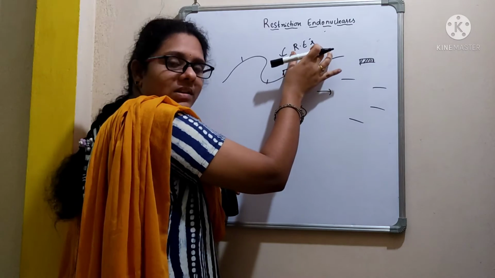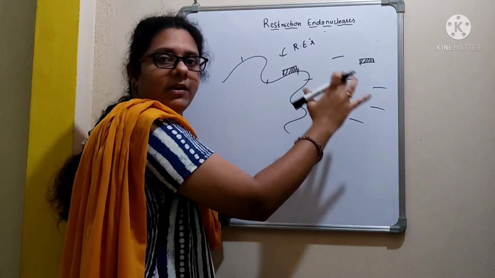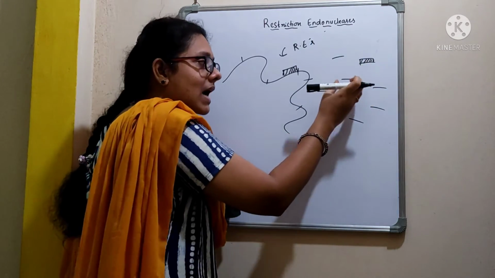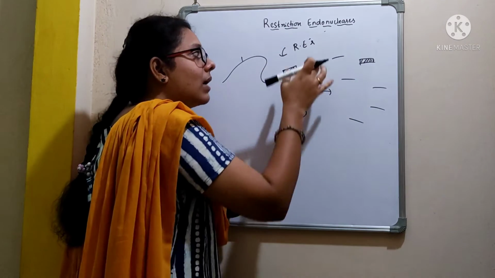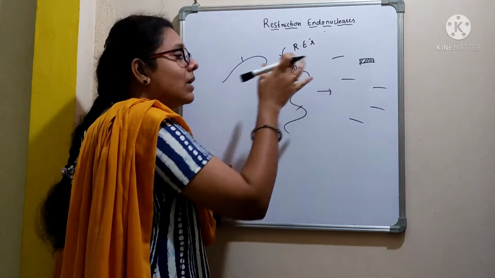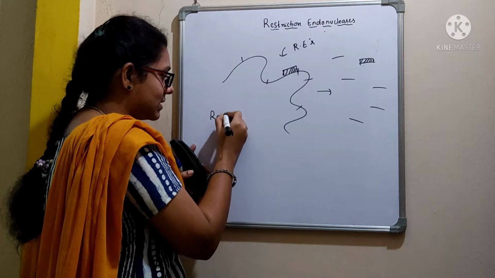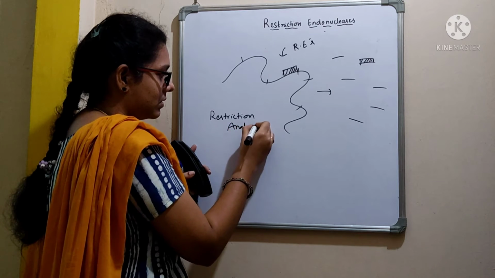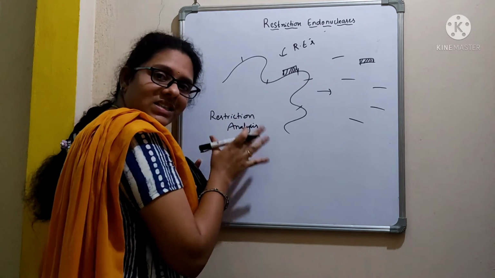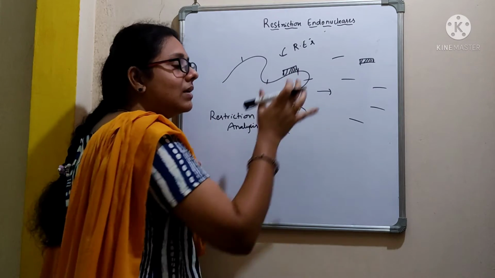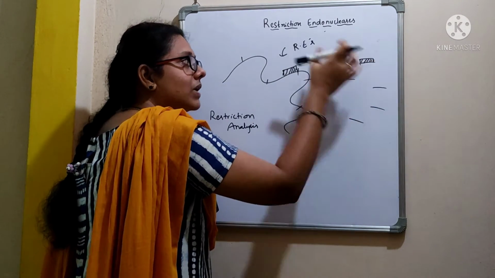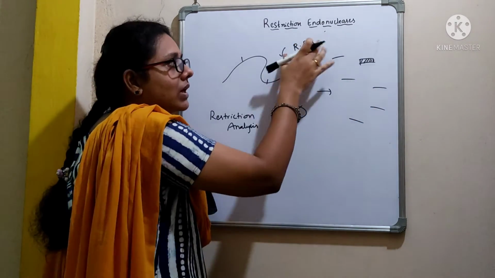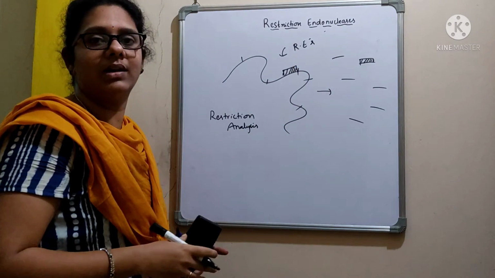Now after the digestion with the restriction enzymes, we got multiple DNA fragments with different sizes. So if we want to determine the size and the different fragments that we got after the digestion with restriction enzymes, we can go with restriction analysis. By using restriction analysis, we can determine the number of DNA fragments that we got after digestion with the restriction enzymes and also the size of the DNA fragments.